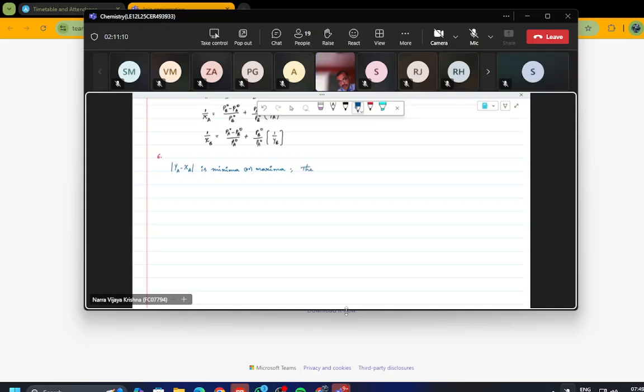Then total P equal to root PA naught into PB naught. So simple. If mod YA minus XA is a minima or maxima, then total pressure P equal to root of PA naught into PB naught. Right? Then what is XA equal to?